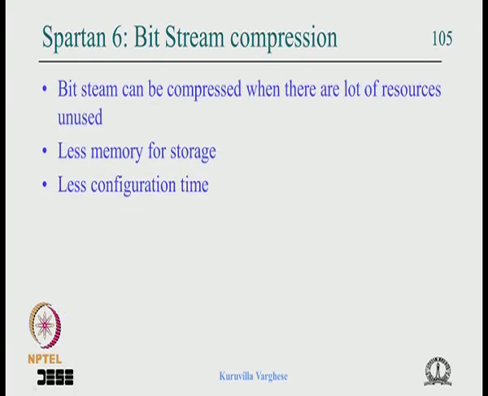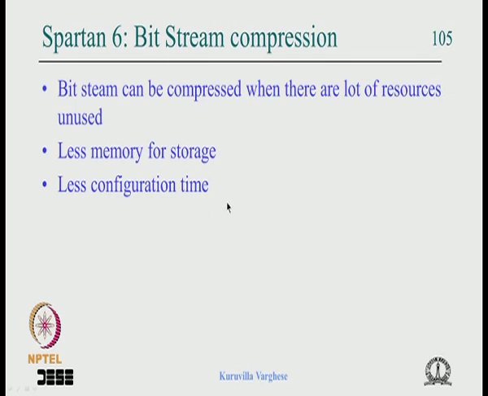Another option available in the current FPGAs is that the bit stream can be compressed, which is a bit older than the Spartan 6; even FPGAs before had this option, because there could be a lot of resources which are not used at all, not configured at all. So there is a lot of redundant information that is not being programmed. So that information is removed, and the configuration bit stream size can come down.